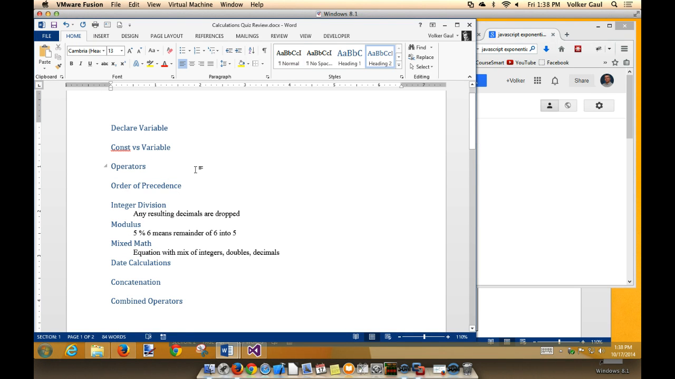Here's operators. Let me add that real quick. No exponentiation operator. Use math.pow. There, notes.